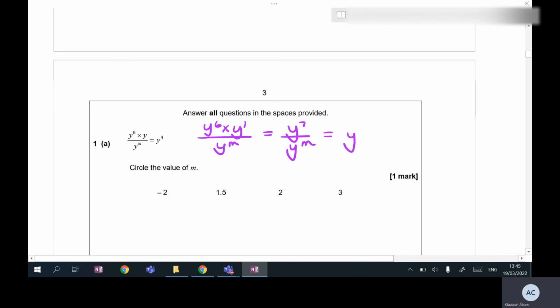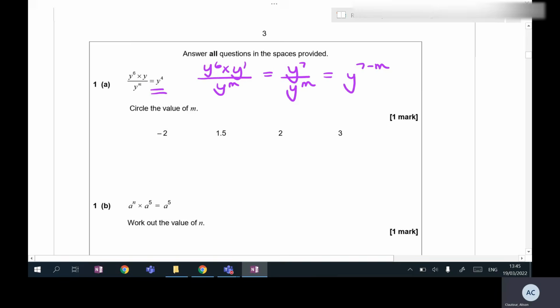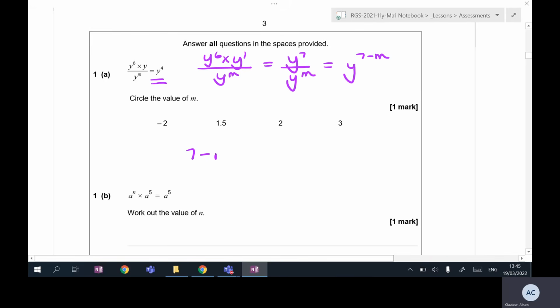I also know when I'm dividing, I'm going to subtract the powers. So I've got y to the 7 take away m. If I compare that to the other side, I know that that has to equal 4. So therefore 7 minus m has got to equal 4. So therefore m is going to be 3.